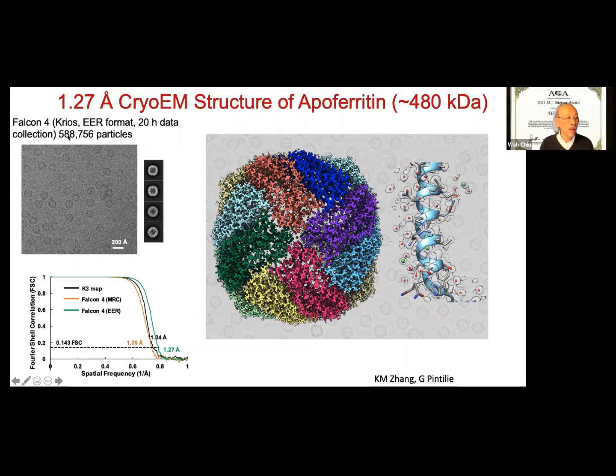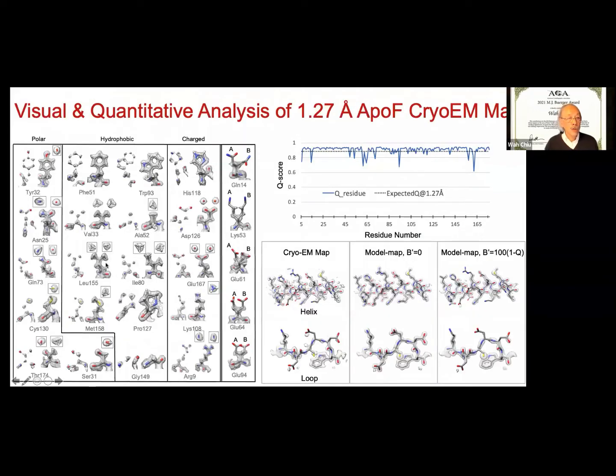We collected 588,000 particles, and we generated a map at 1.27 angstroms. And so we used another microscope with another camera, and we get around 1.34, 1.36. So this is really close to atomic resolution. And so, in here, we did a very thorough analysis, both visually and quantitatively, about the density.